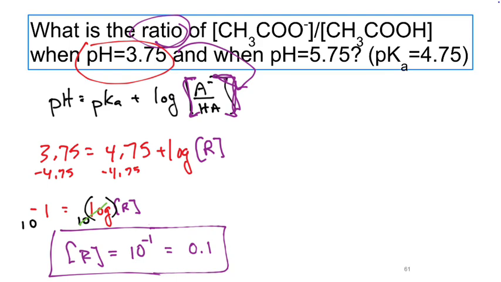10 to the -1 means you're shifting your decimal. It's officially 1 times 10 to the -1. You're shifting the decimal place 1 place to the left. It's going to be 0.1. Yeah, 10 to the 0 is 1.